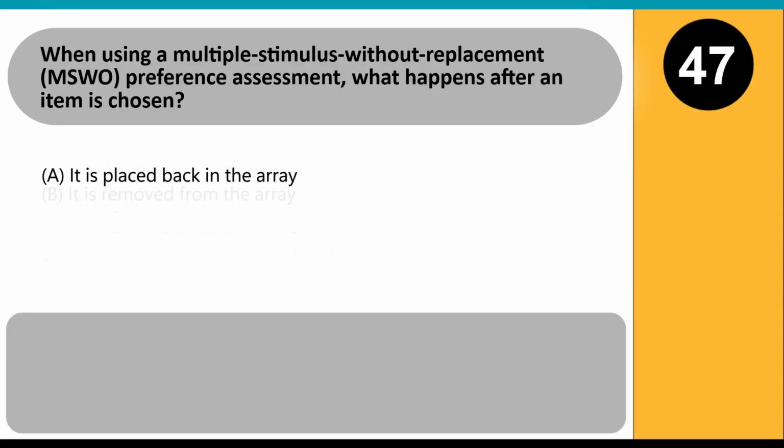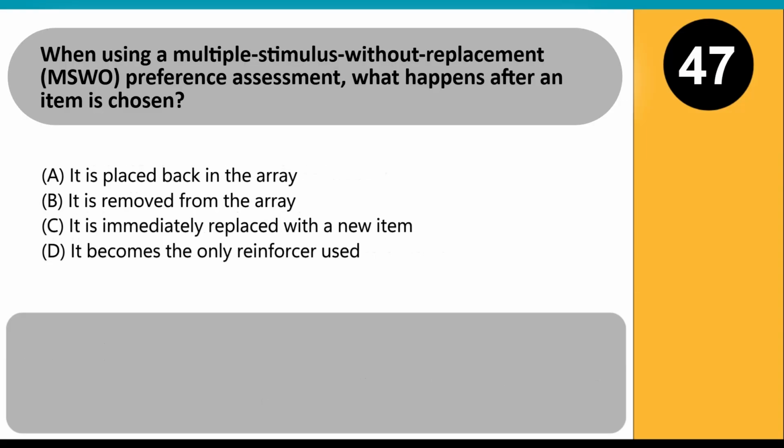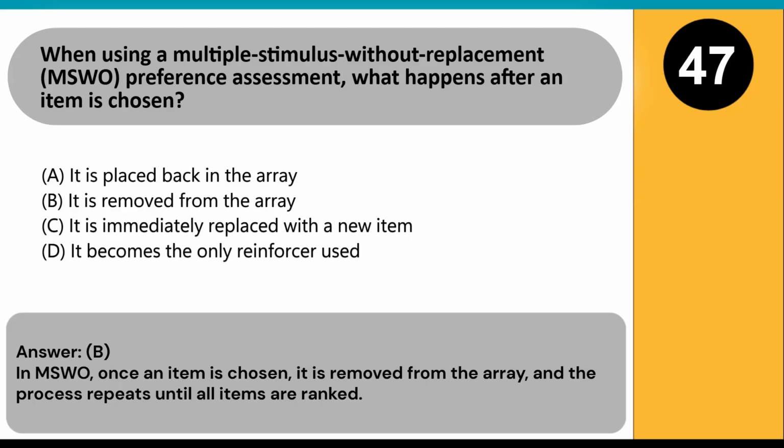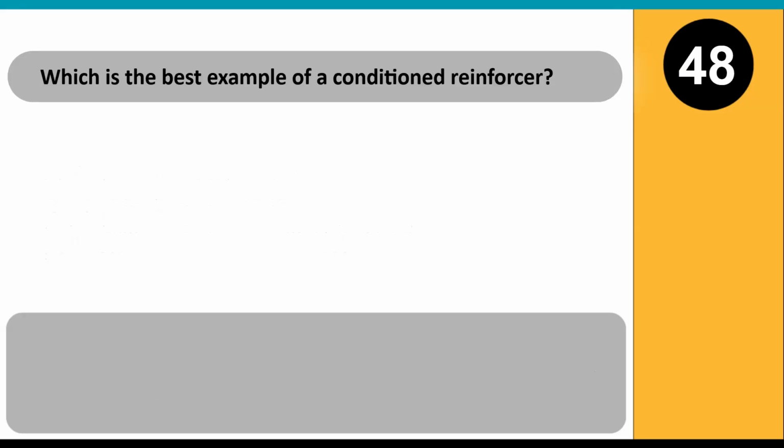When using a multiple stimulus without replacement, MSWO, preference assessment, what happens after an item is chosen? A. It is placed back in the array. B. It is removed from the array. C. It is immediately replaced with a new item. D. It becomes the only reinforcer used. Answer: B. In MSWO, once an item is chosen, it is removed from the array, and the process repeats until all items are ranked.